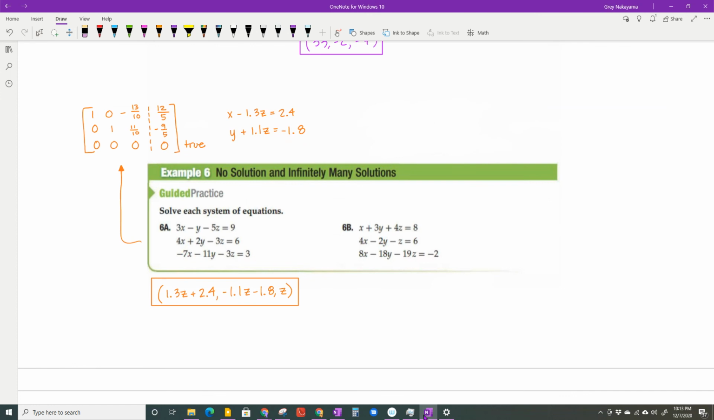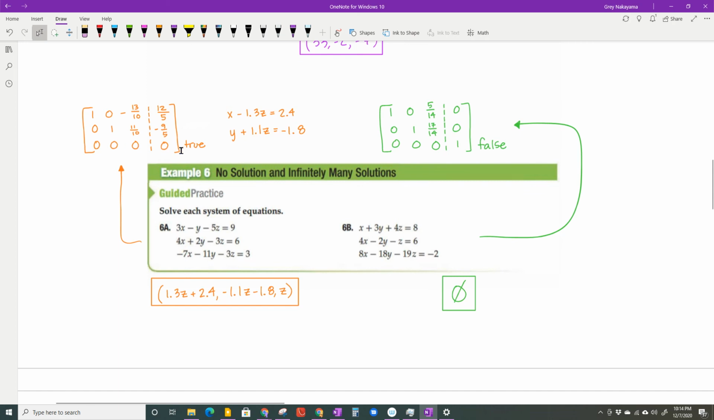So when I copy this one down, notice that my bottom row is the same kind of thing that we had here. 1x plus 5/14 z equals 0. 1y plus 17/14 z equals 0. But this says 0 equals 1. Can 0 equal 1? No, it cannot. So this is a false statement, and this is an example of no solution.